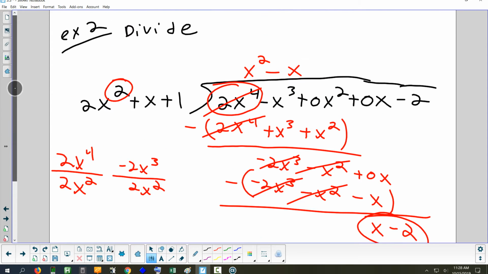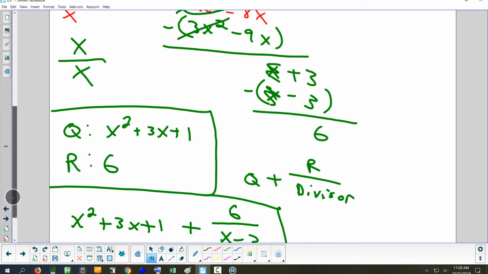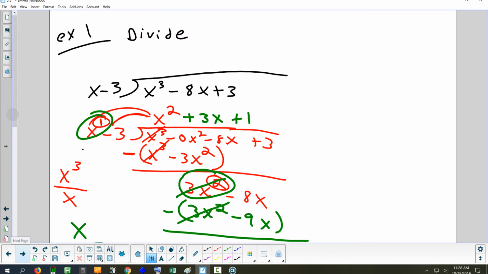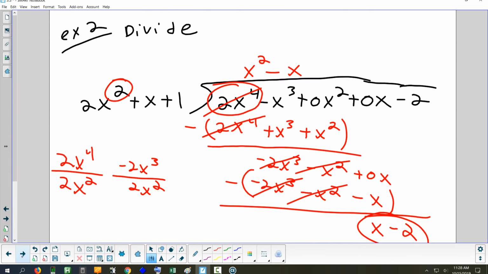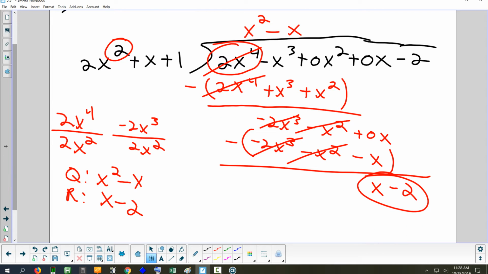Our remainder was just, I think, the number 6. Yeah, there was no x. Okay, so now that we've done that, we're done. So my quotient is x squared minus x, and my remainder is x minus 2. I am not going to write this problem both ways. I'm just going to put the answer like that.